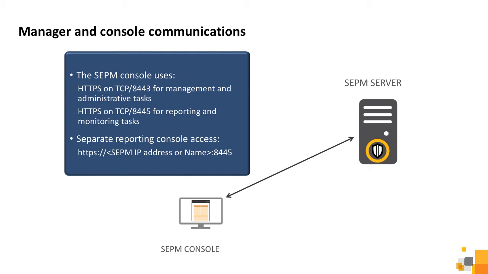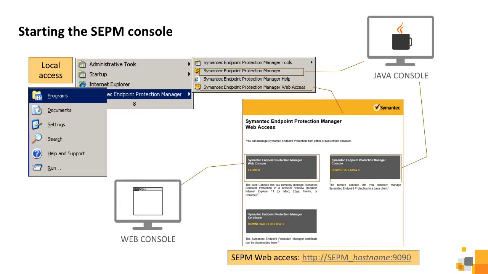TCP 8445 is also used when running the separate reporting console, which can be accessed using https:// your SEPM IP address or server name :8445/reporting. After you install Symantec Endpoint Protection, you can log on to the Endpoint Protection Manager console in these ways.